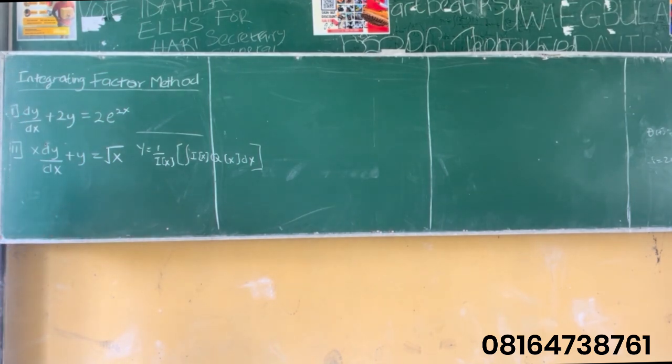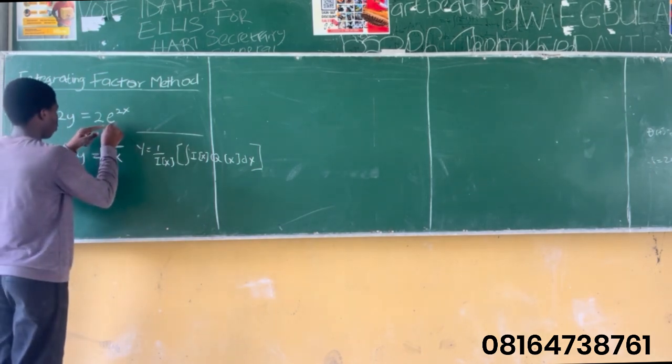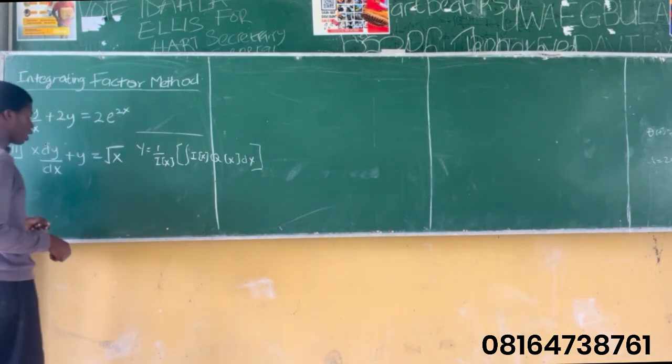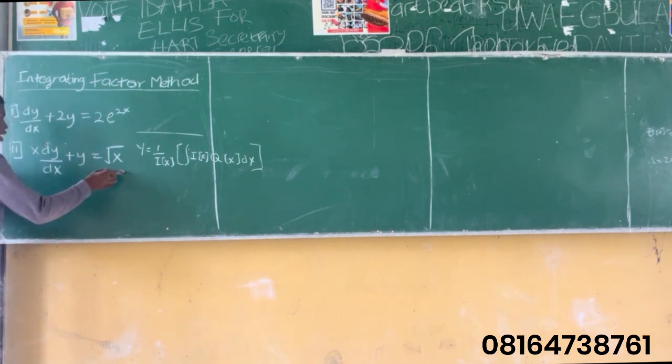So firstly, the integrating factor method is whereby we have a function of x present on the right hand side. So anytime you have a function of x on the right hand side, you should have the idea that it is the integrating factor method that we are going to be working with.